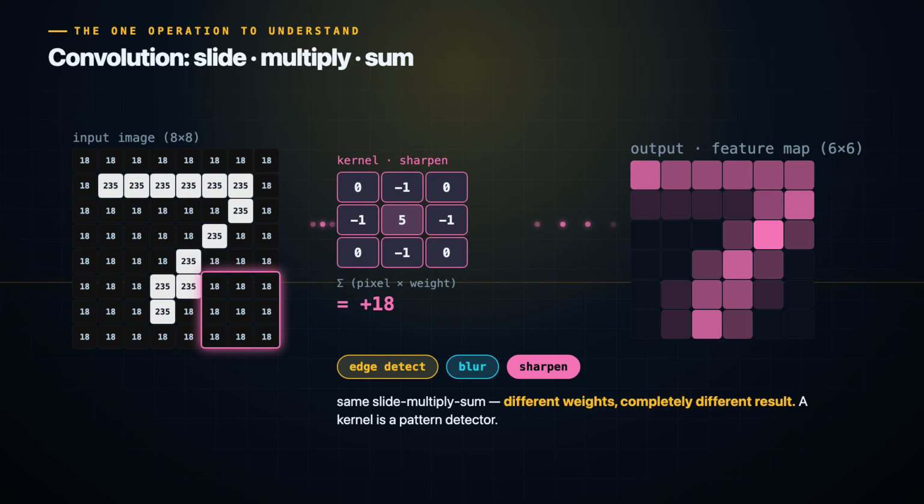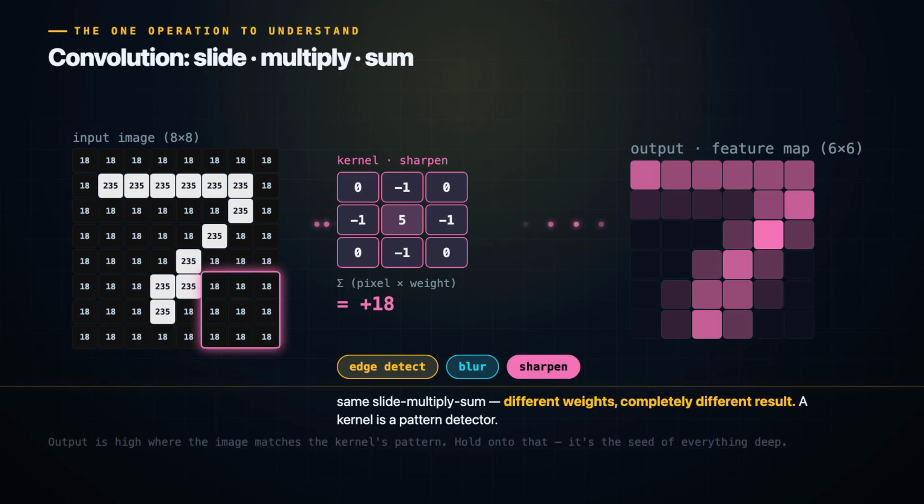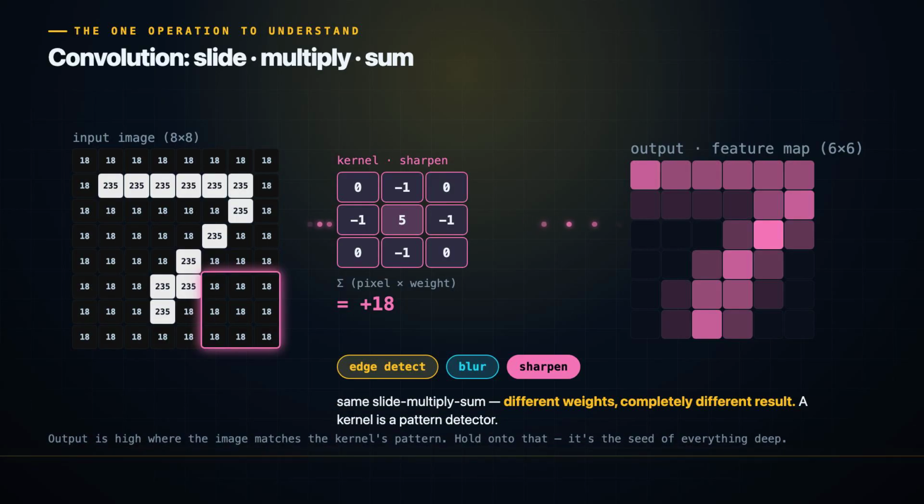For 30 years, human engineers chose those numbers carefully by hand. And the entire deep learning revolution, the whole thing, comes down to one move. Stop choosing the numbers ourselves, let the machine learn them. Hold on to that thought, we will come back to it.